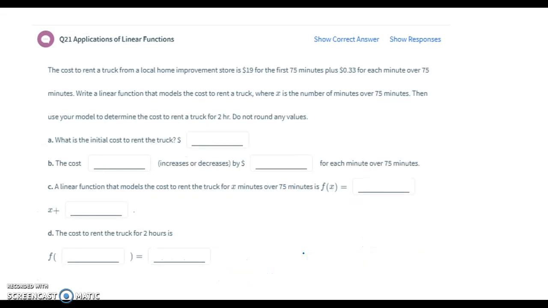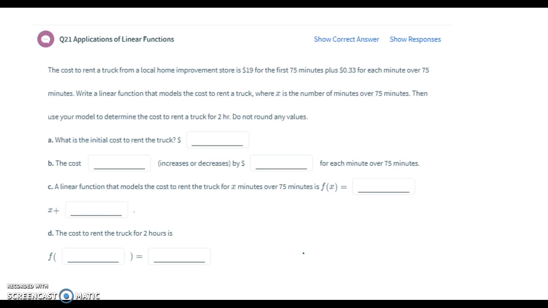Another problem is question 21, which is: the cost to rent a truck from a local home improvement store is $19 for the first 75 minutes plus 33 cents for each minute over 75 minutes. Write a function that models the cost to rent a truck where x is the number of minutes over 75 minutes. Then use the model to determine the cost to rent a truck for 2 hours. And we're not to round.